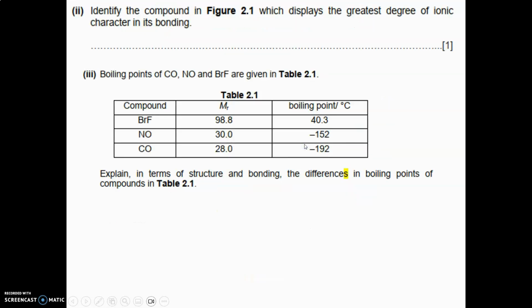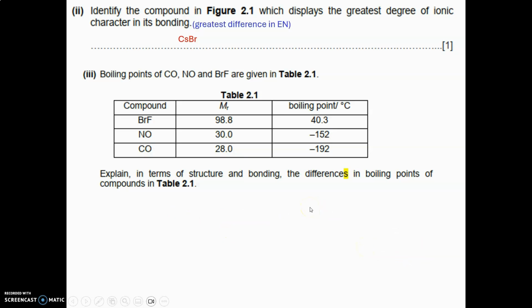Part 2. Identify the compound in figure 2.1 with the greatest degree of ionic character. So we know that in ionic bonding, there is a transfer of electrons from metal to non-metal. And for this transfer to be possible, there must be a very great difference in electronegativity between both elements. So for it to have the greatest degree of ionic character, the two elements must have the greatest difference in electronegativity. If you look at the diagram, this compound will be CsBr, cesium bromide, with the greatest difference in electronegativity.